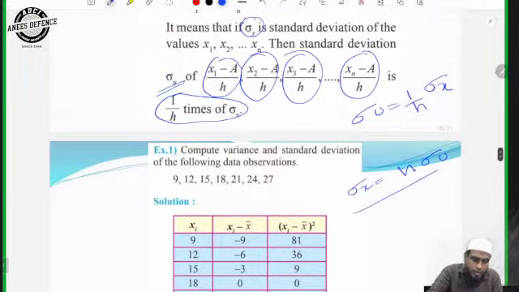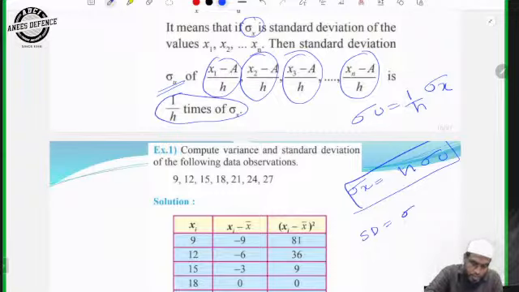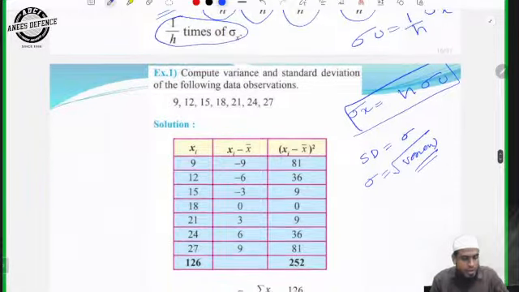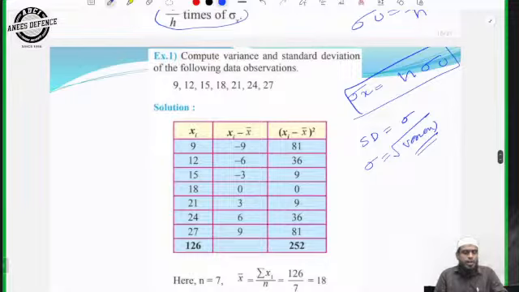So this is the way standard deviation. So standard deviation is sigma. So sigma is obtained by taking the square root of the variance. For example, here one problem is given here. Compute variance and standard deviation of the following data observation.